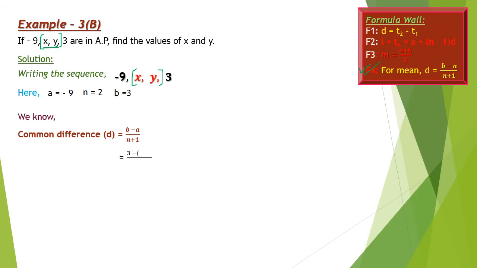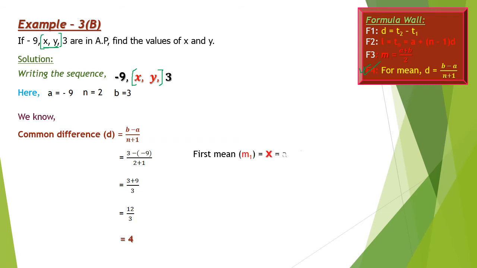Now 3 minus -9, we have replaced the value of a, b, and n. Now 3 plus 9 by 3, that is 12 by 3, which is 4. So common difference is 4. First mean.